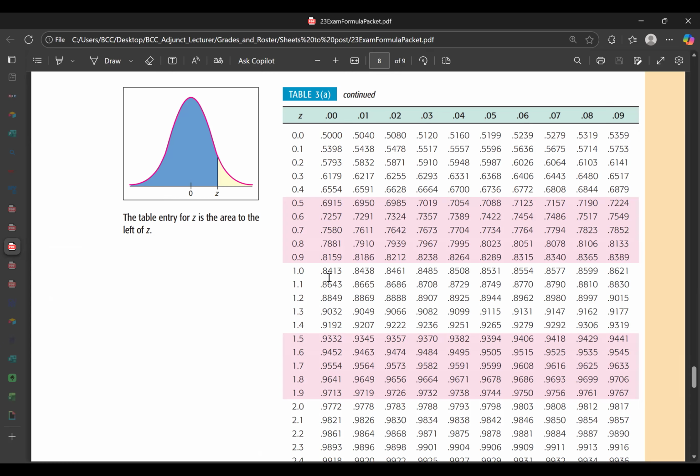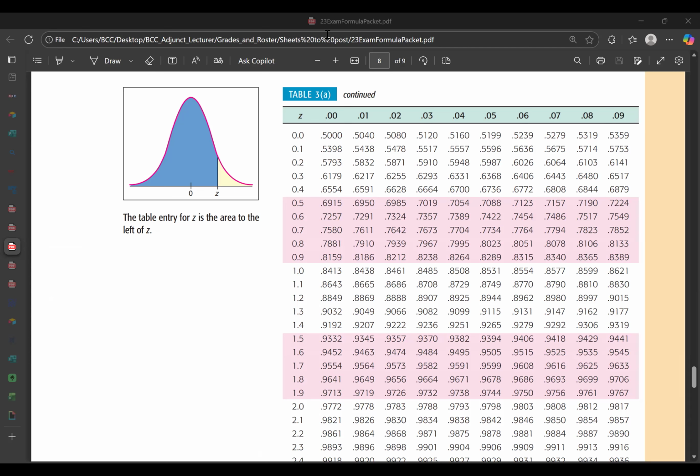Is this the answer right there? Yeah, that's it. So 0.8413, yep. That's all I was looking for. See, the setting seems to be 1.3, right? Would the 0 also be part of this?